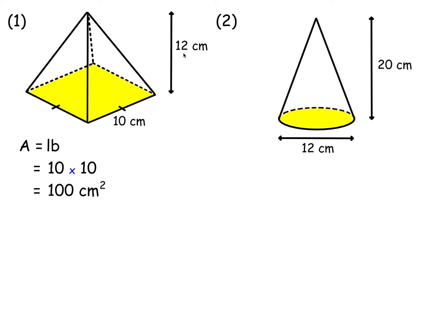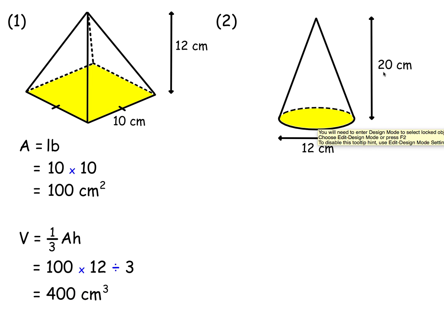So the area times the height, 100 times 12, but divide by 3. So there's a formula, 100 times 12 divided by 3. This one, V equals pi r squared h for a cylinder, V equals a third pi r squared h for the cone. So again, this is still a third AH, but for a cylinder we usually use this pi r squared h. So for a cone, we use pi r squared h as well.